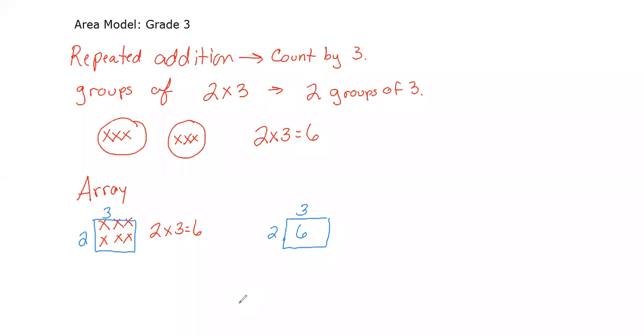So we can look at multiplication in 3 different ways, or actually 4 different ways: repeated addition, groups of, arrays, and then finally the area model to finish that off.